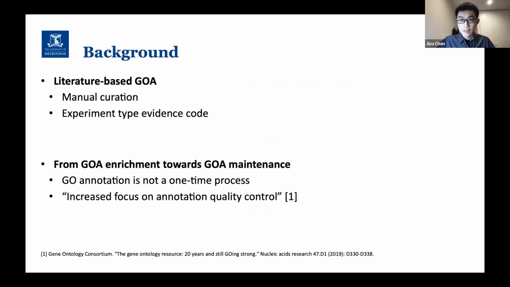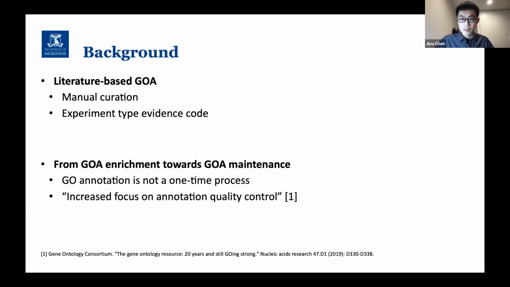So a GO annotation can be supported by either a cited publication or a genomic sequence. We typically focus on a specific type of annotation called literature-based GO annotation. These annotations are produced by manual reviewing of experiment details within publications and are labeled with an experiment type evidence code. In most cases, literature-based GO annotations are considered the most reliable resources in the databases.